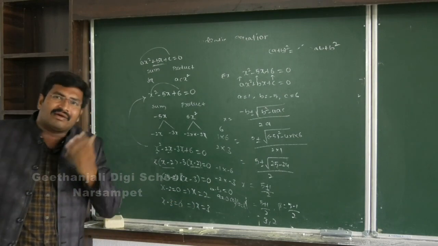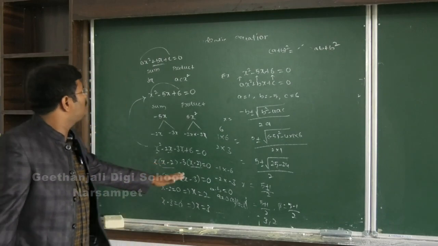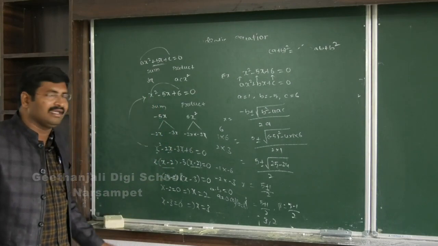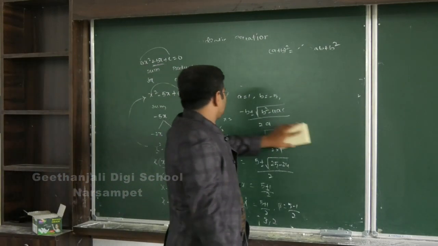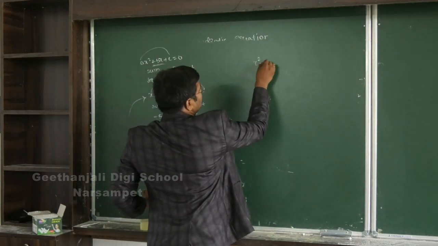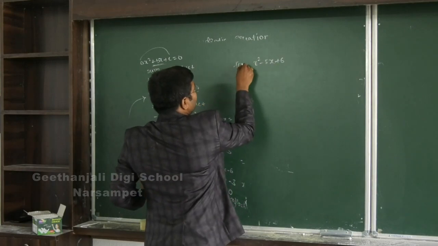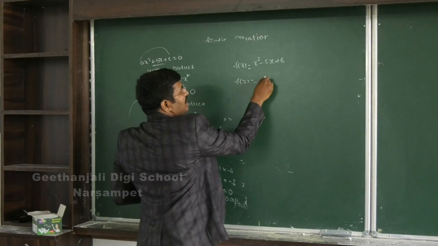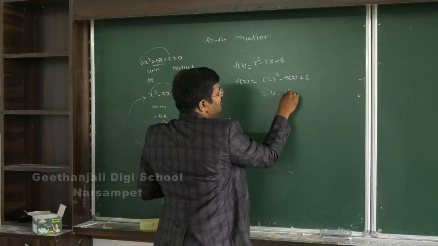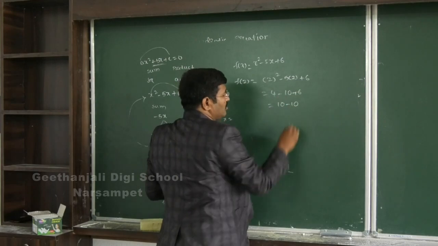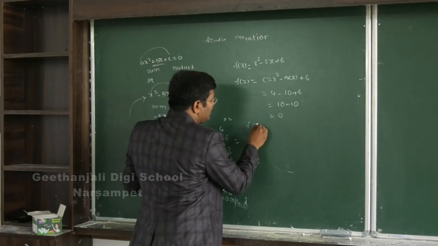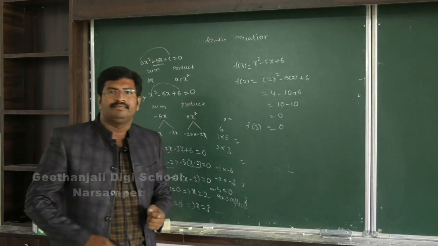You can check whether it is correct or not also. If you substitute 2 in this equation, you will get 0. If you substitute 3 in this equation, you will get 0. Once you see the verification: x square minus 5x plus 6, then f of x is equal to that, so f of 2 is 2 square minus 5 into 2 plus 6 is equal to 0: 4 minus 10 plus 6, then 10 minus 10 is equal to 0. If you substitute in the same way, similarly f of 3 also you will get 0.